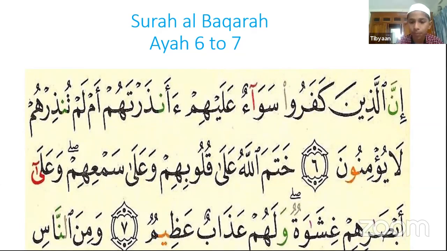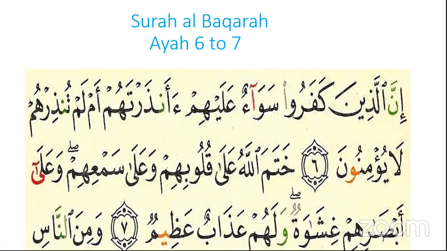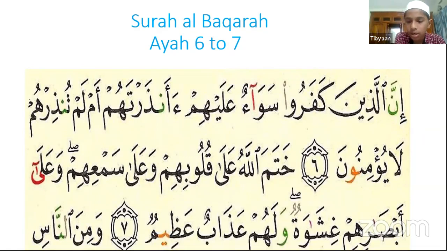If you are stopping, it would be ha with sukun, since this rule was there. If you're not stopping here, there is a stopping sign here, ghishawa. If you're not stopping, then you should do ta'ul marbuta. Remember, converting ta'ul marbuta into ha is only for stopping. If you're not stopping, it should be absarihim ghishawatun walahum. That's how it should be.